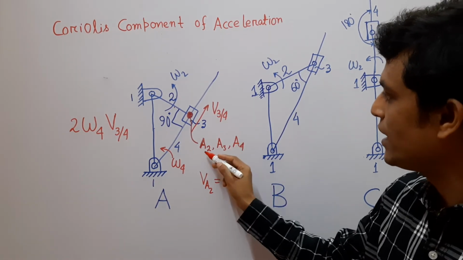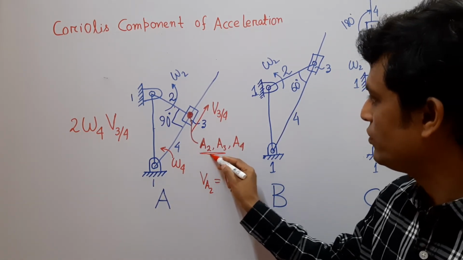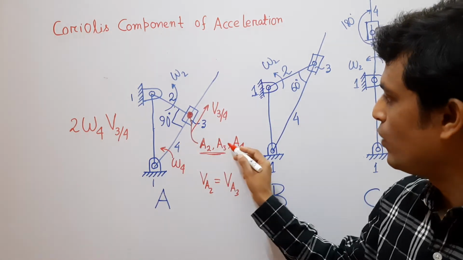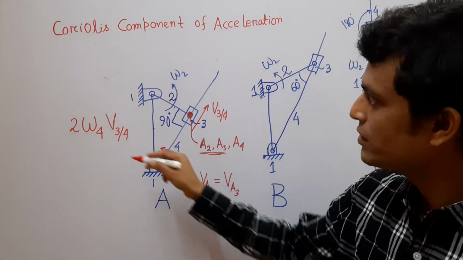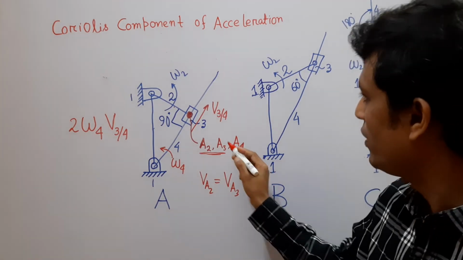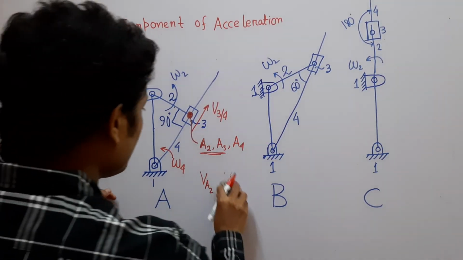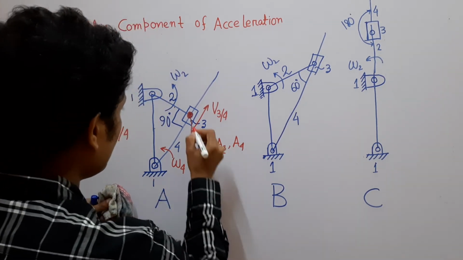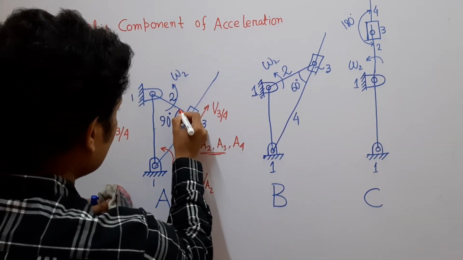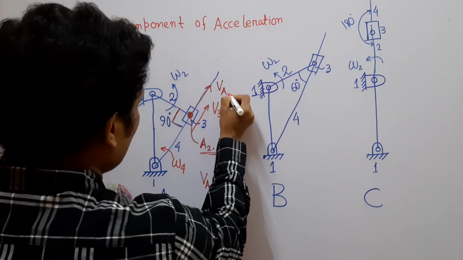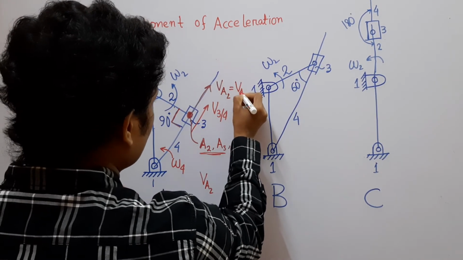Why? Because they always remain coincident. At all instants they remain coincident. A2 and A3 always remain coincident. But A4 is only instantaneously coincident. So what is VA2 here? VA2 or VA3, if this is 90 degree, so this is the direction, VA2 is equal to VA3.